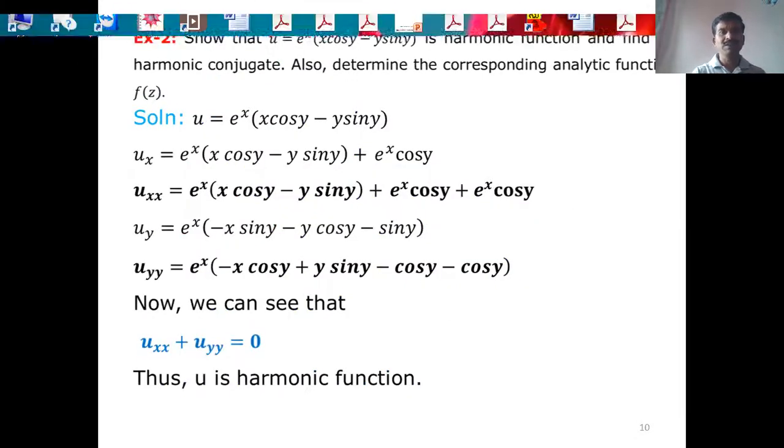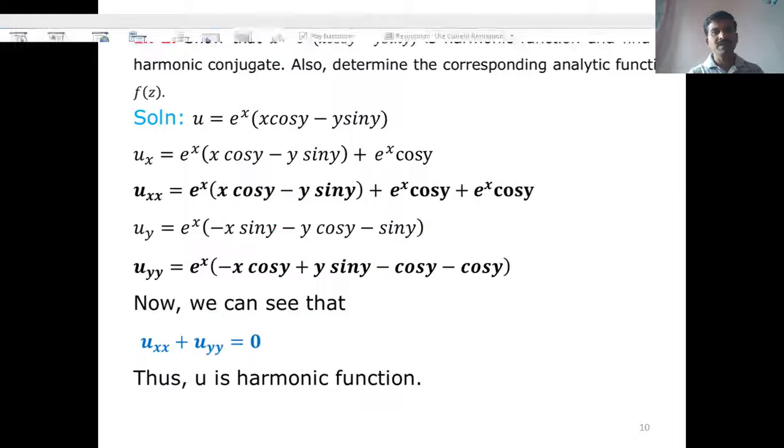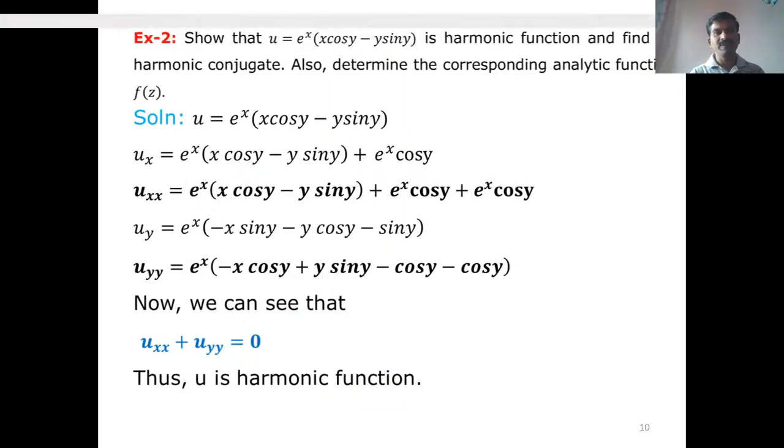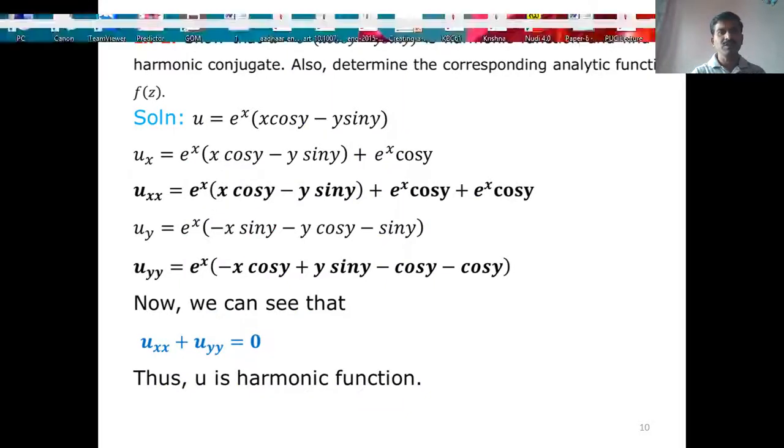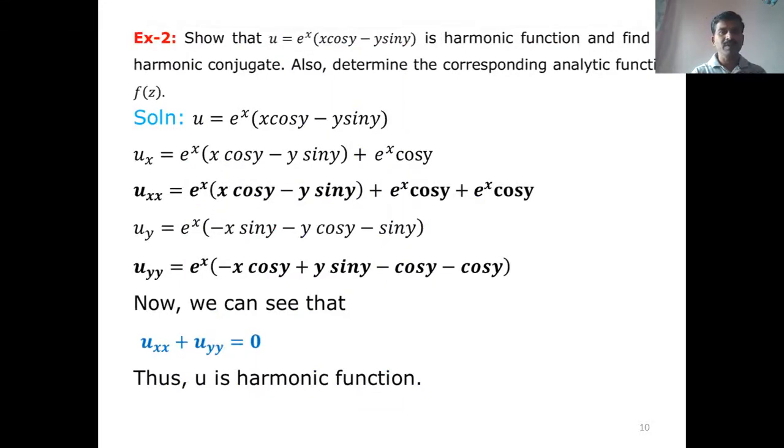So now let us take that example, that is, verifying that u is a harmonic function, and also find the harmonic conjugate of this u, and also determine the corresponding analytic function of z. What you do here, take u here, it is e power x into (x cos y minus y sin y), and differentiate with respect to x, and again with respect to x, twice, there we got uxx.